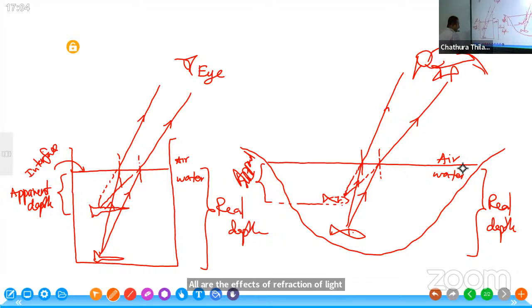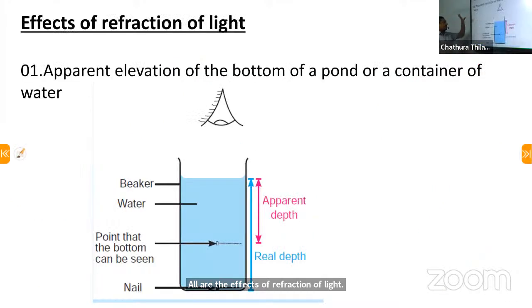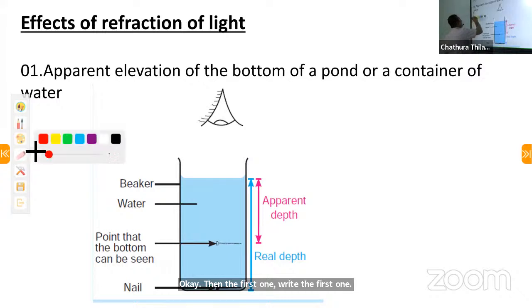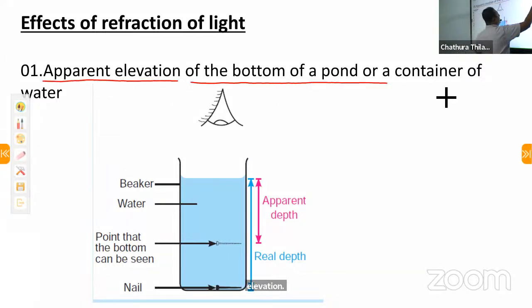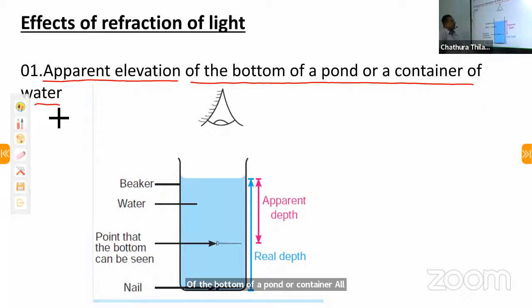Okay. Then the first one, write the first one. Apparent elevation of the bottom of a pond or container of water. Do not draw any diagrams.